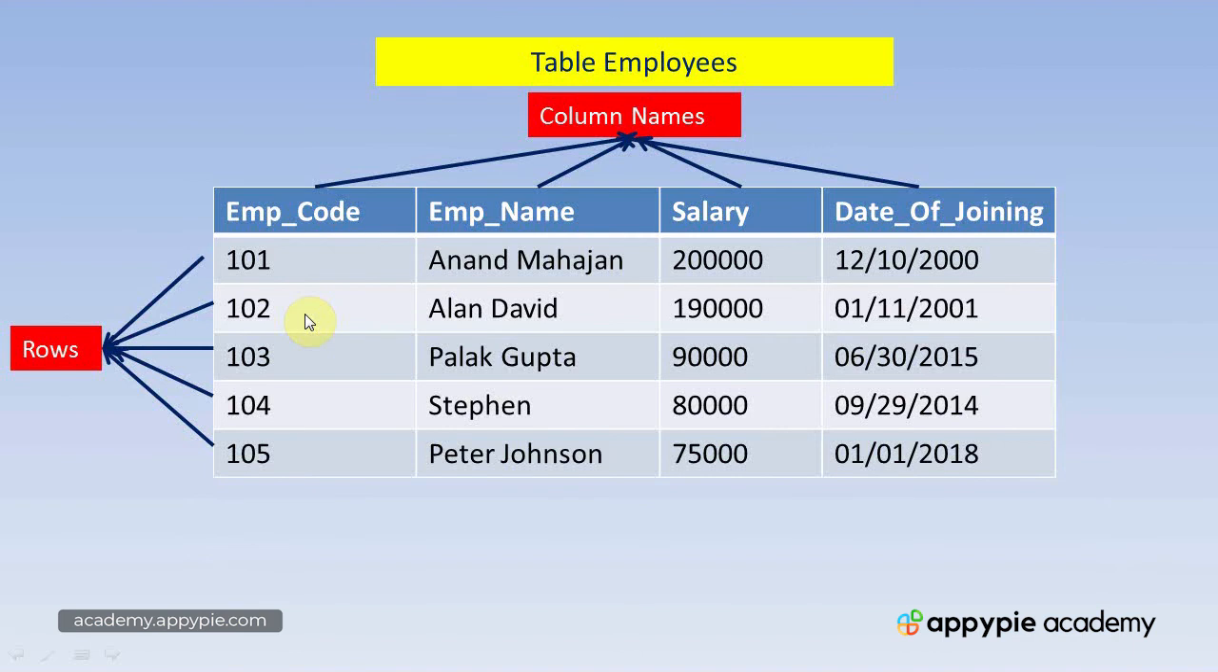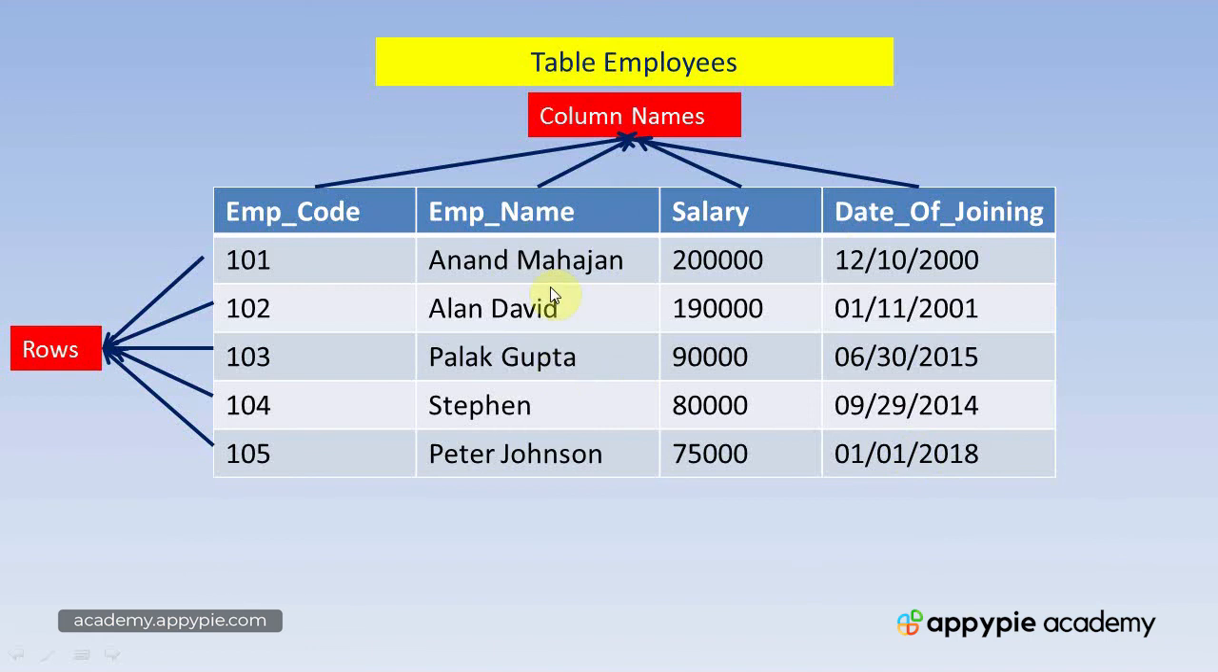Rows are also called records. And this is employee code 102, Alan David, this and this, and this is the second row or second record. This is the third one for Palak Gupta. This is the fourth record for Stephen. This is the fifth record for Peter Johnson.